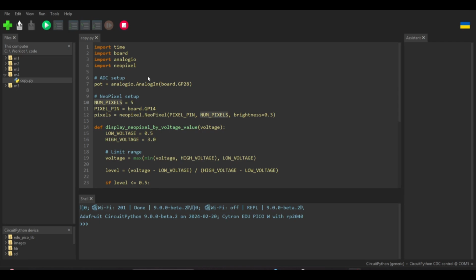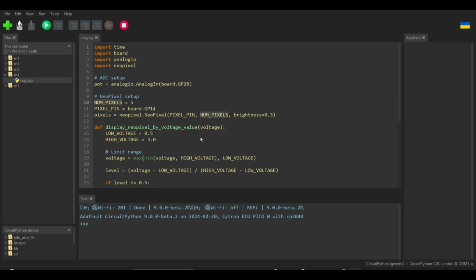From line 1 until line 4, it's about the libraries that we use: import time, import board, import analog IO, and NeoPixel. The time is used for sleep to pause between readings. Board gives names for the microcontroller pins such as GP28 and GP14. Analog IO provides analog in to read analog voltage, which is ADC, and NeoPixel is to control a NeoPixel LED.